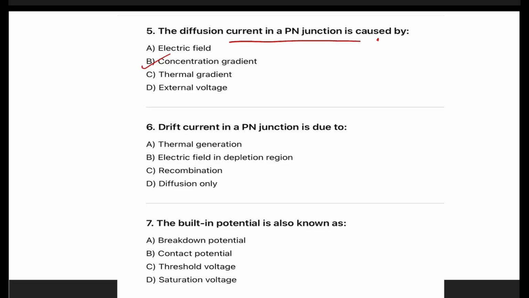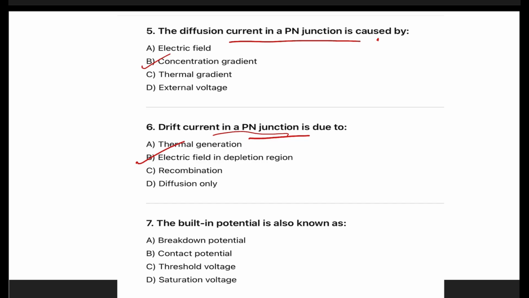Next question. The drift current in a PN junction is due to option A, thermal generation, option B, electric field in depletion region, option C, recombination, option D, diffusion only. The drift current is created by the electric field which is created by the immobile ions. It will push the charge carriers, which will produce the drift current. So, the drift current is mainly due to the electric field in the depletion region.